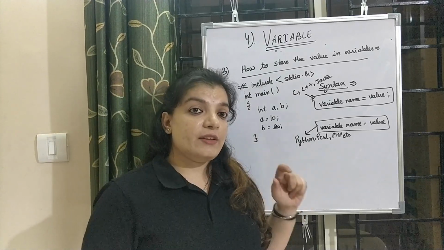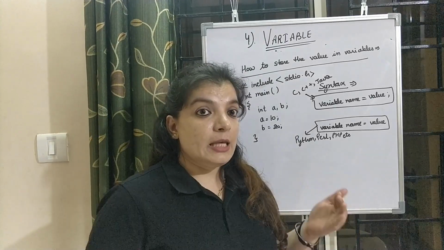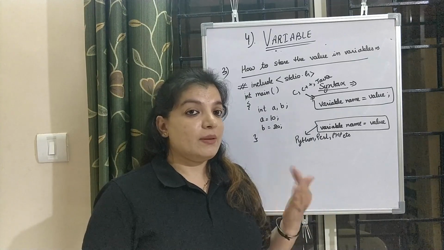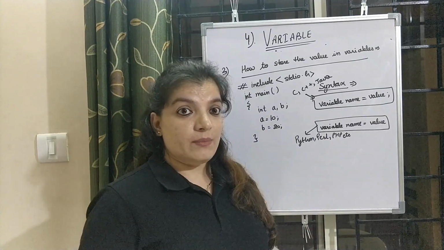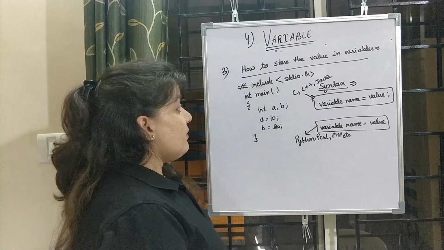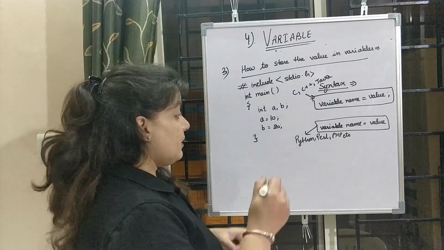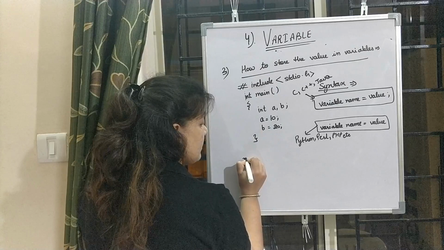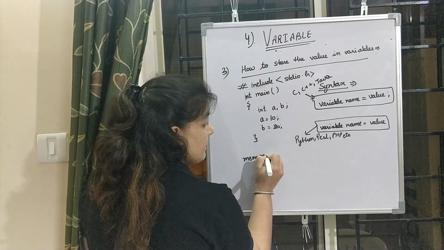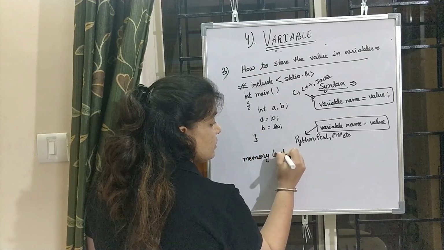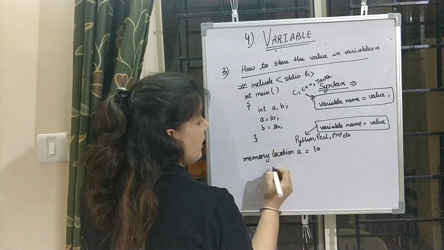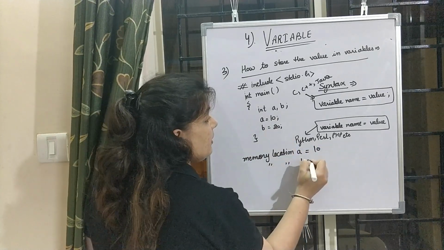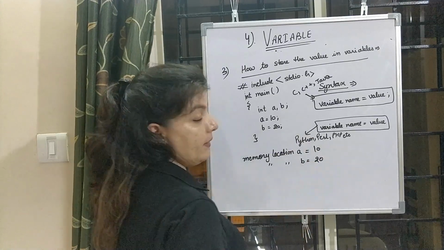As I told you, the definition of a variable: the names we give to computer memory locations, which are used to store values in our computer program. So when we execute this program, the memory location A holds the value 10 and the memory location B holds the value 20.